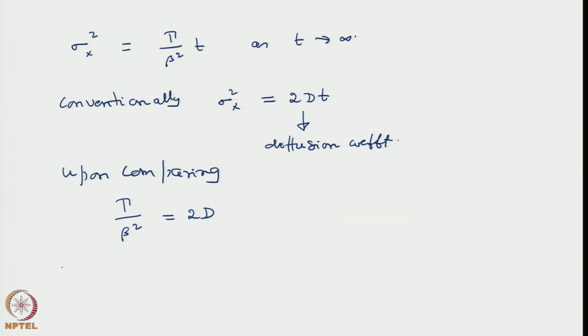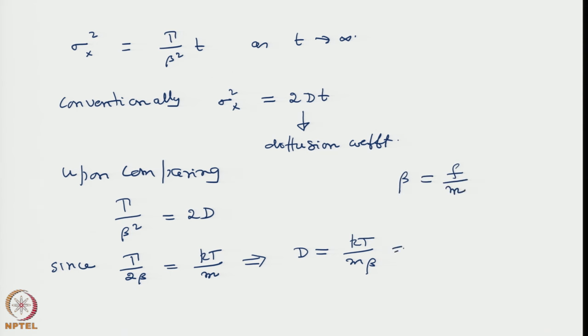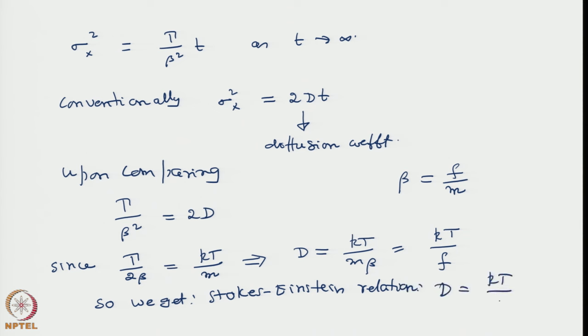Since we have established from fluctuation dissipation theorem 1 that gamma by 2 beta equals v square average, which was kT by m from equipartition, this implies, when you combine with the previous one, that D will be kT by m beta. But if you look at the definition, beta equals f by m again. So this leads to kT by f. So we arrive at, or we simply get, the Stokes-Einstein relation: D equals kT by f.